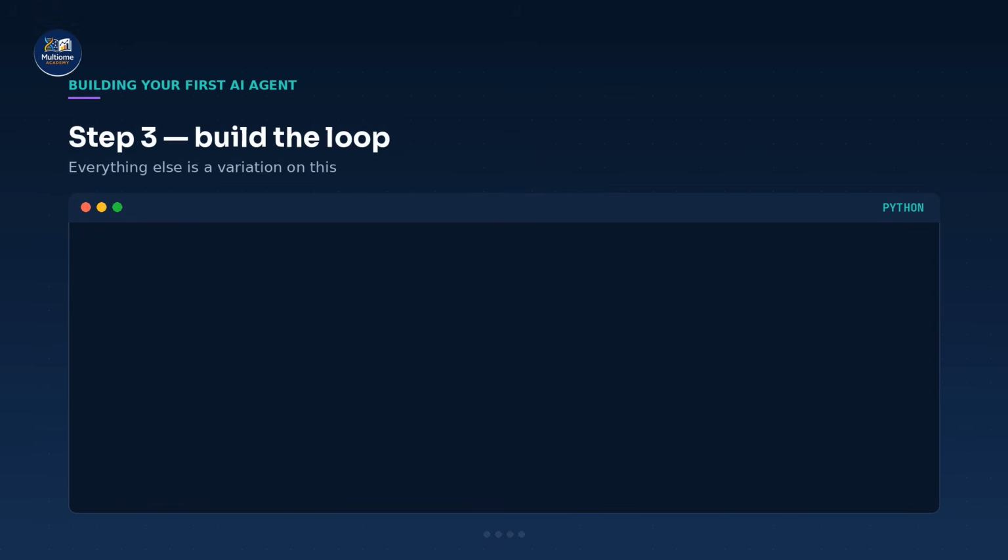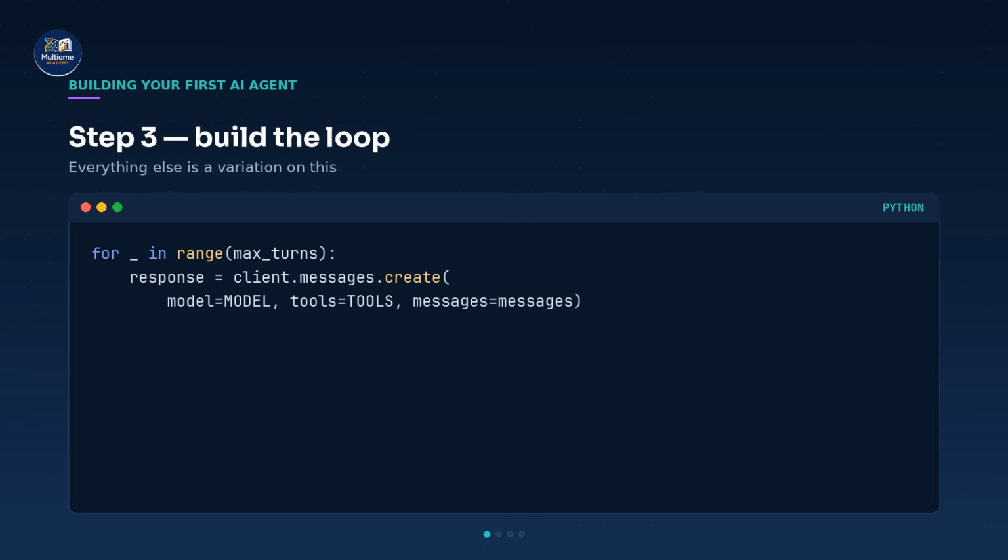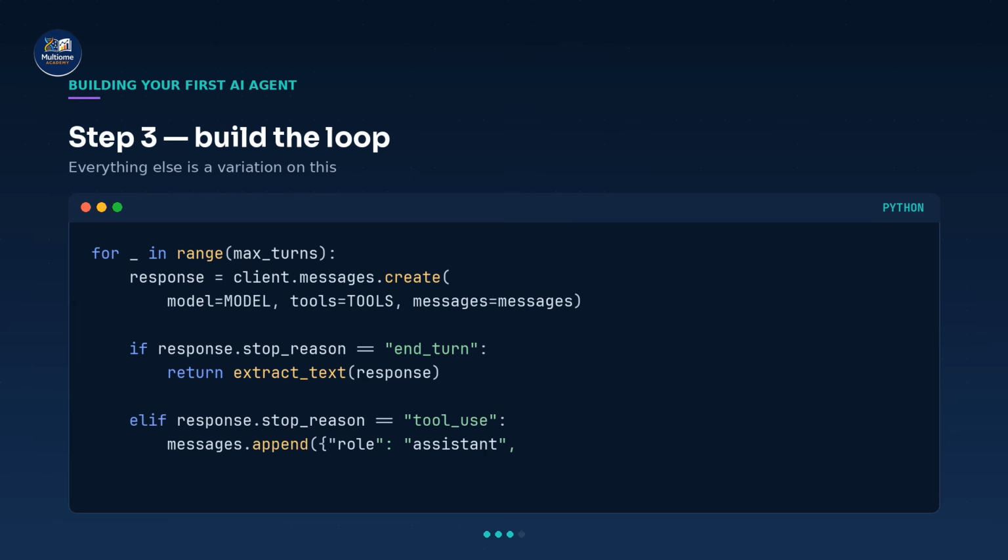Now the core of the agent. Read this slowly. Everything else in the agent world is a variation on it. Call the model inside a loop with a turn limit. If it finished naturally, return the answer. If it wants a tool instead, append the model's own request to the message history first. Then run each tool it asked for, and append every result right back into that same list. The model is stateless between calls. It only knows what's in that message history. Forget to append the result, and it asks for the same data forever.